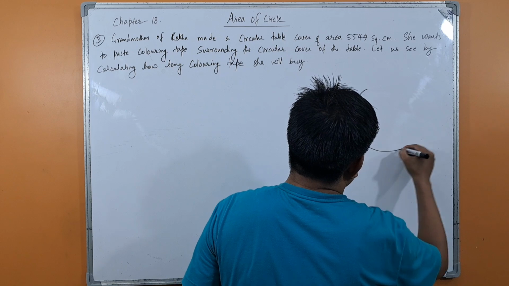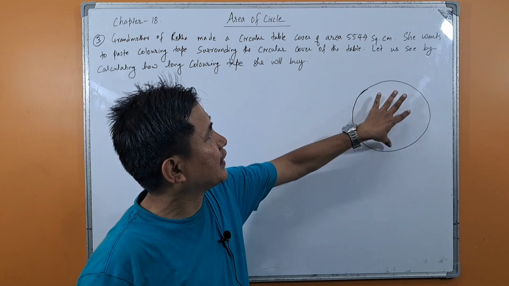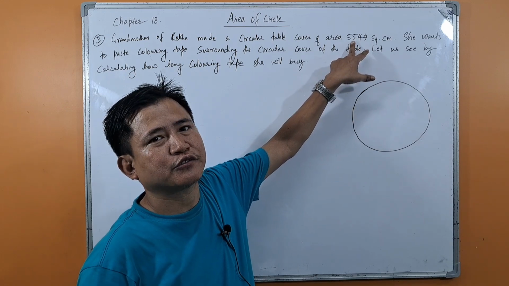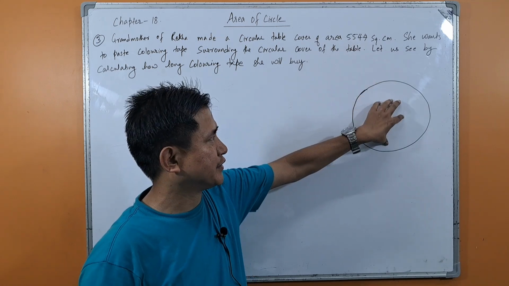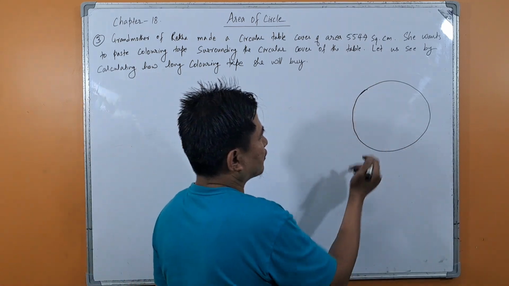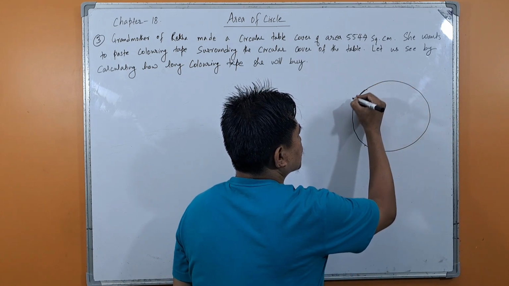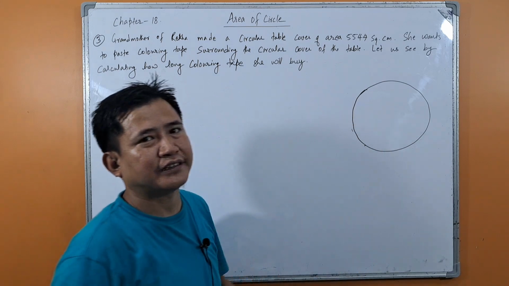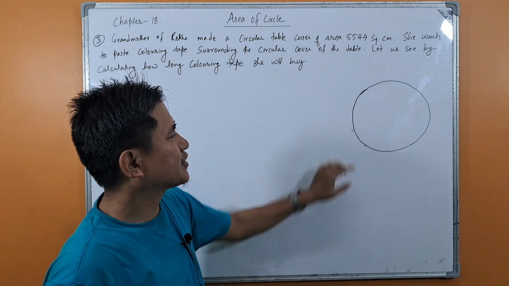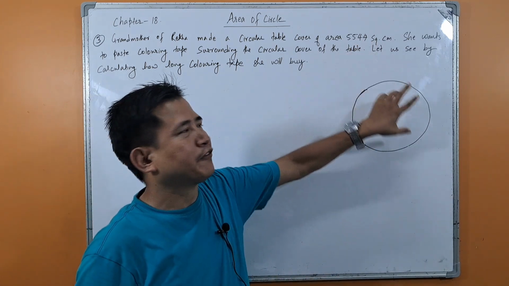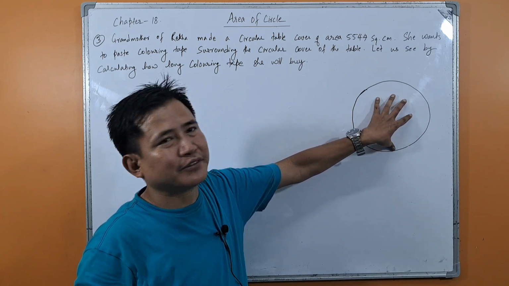Grandmother of Rekha wanted to cover this circular table with a tablecloth. Okay, after covering, the area of this circular table is given, 5544 square centimeter. After covering with the tablecloth, she wants to cover with the coloring tape around this circular table. Okay, so the length of the coloring tape needed by Rekha's grandmother is the circumference of the circular table, isn't it? So first, using the area we find the radius of this circular table. Okay, after that we can find the circumference or the perimeter of the circular table, isn't it?